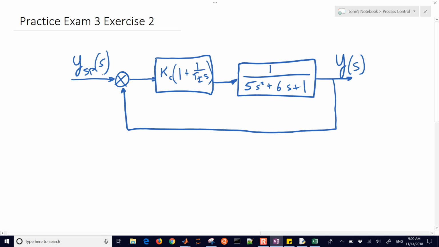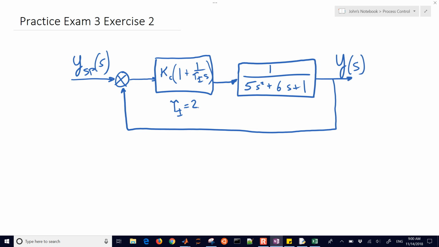Okay, so in this case, we have tau I for our controller. Let's just say that equals 2. And we want to find the range of values, Kc, for which the system stays stable. So we have our closed loop response here, but we need to come up with the range of Kc values that we can use for tuning that are going to keep the system stable.